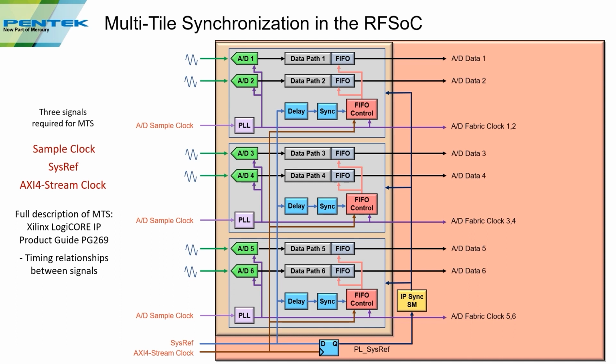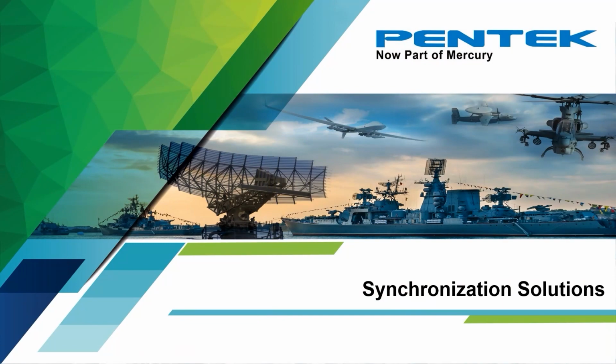I said before, the sample clock can be running at the full sample rate. The axis stream clock is typically running at the fabric rate, which is like 500 or 600 megahertz, and the sysref is being clocked off that. But all the relationships between those signals are listed in that PG269. Also, the sequence of events you need to go through to configure this must be done in the right order. And there's also an example of how the software can be written to synchronize all of the cores so that everything remains locked together.